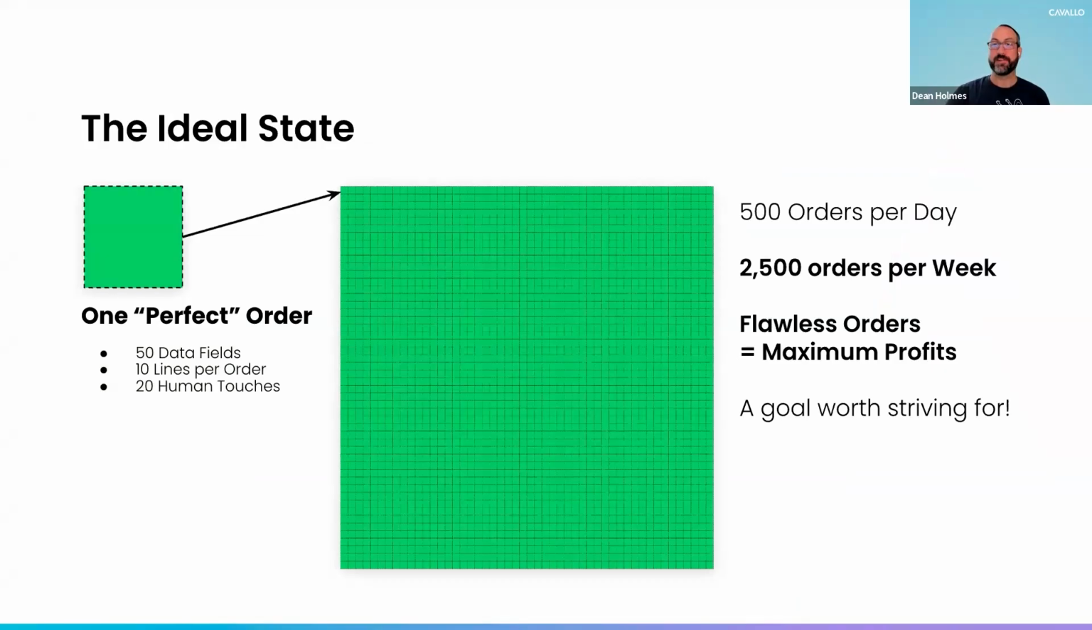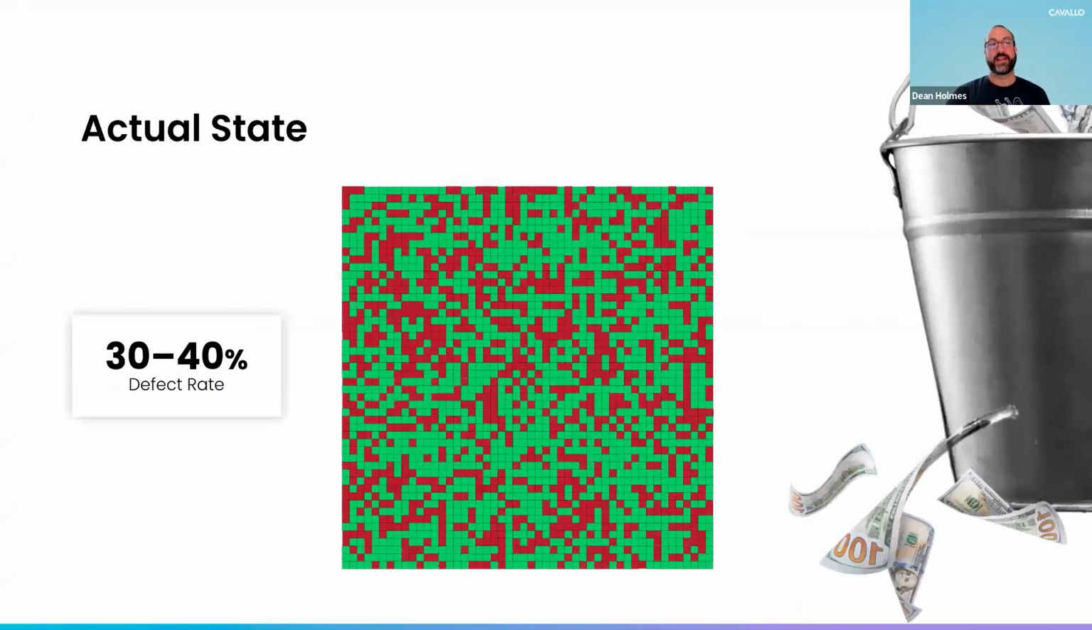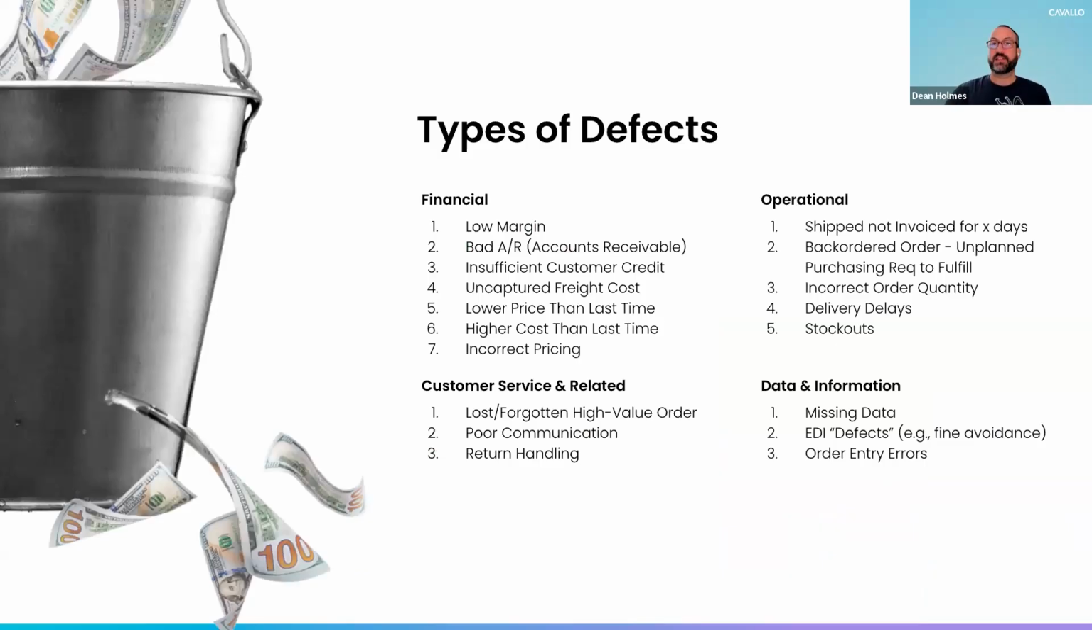Well, we wouldn't all be here today if it was that easy. The reality looks something like this. 30 to 40% of those orders likely have defects. You may have more, you may have less. There's a good chance you might not even be sure. But on average, this is what we see and hear when we talk to distributors out in the wild. And it's easy to see why.